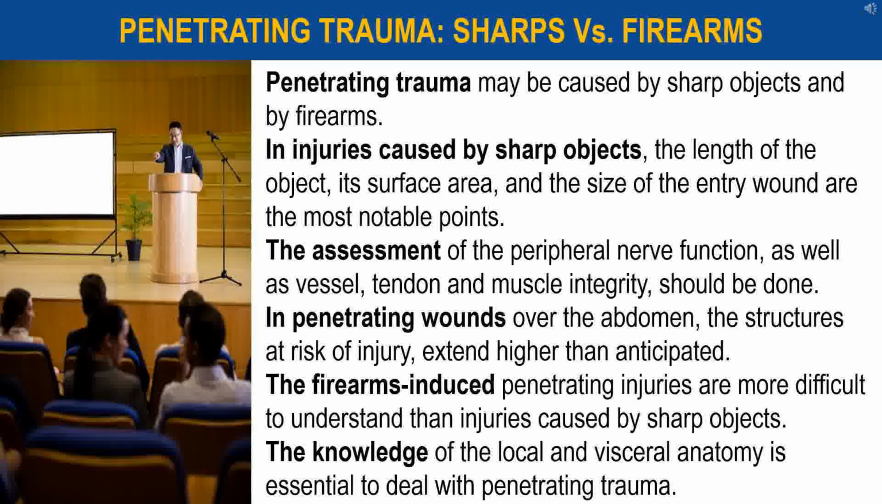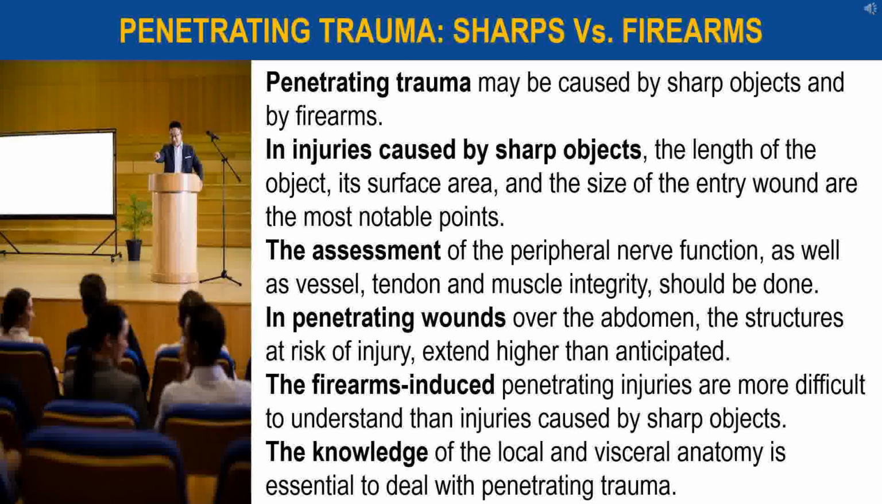Penetrating trauma may be caused by sharp objects and by firearms. In injuries caused by sharp objects, length of the sharp object, its surface area, and the size of the entry wound are the most notable points. Local examination will confirm the extent of the injury and the need for wound exploration. The assessment of the peripheral nerve function as well as vessel, tendon, and muscle integrity is done. Prompt assessment and treatment are necessary where there is vascular injury, compartment syndrome, or joint penetration.